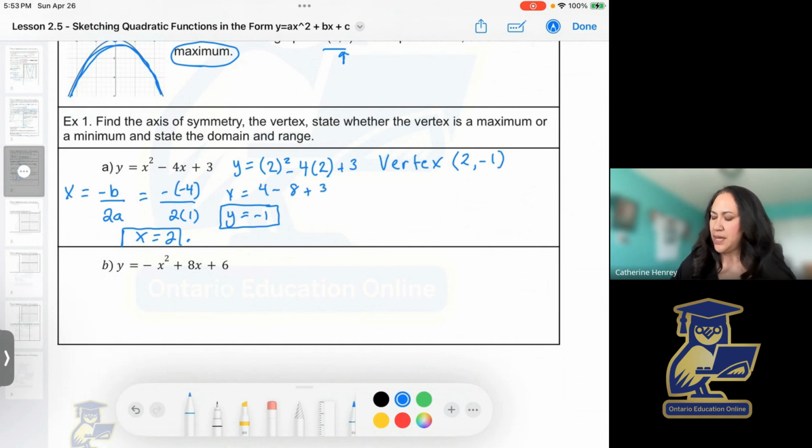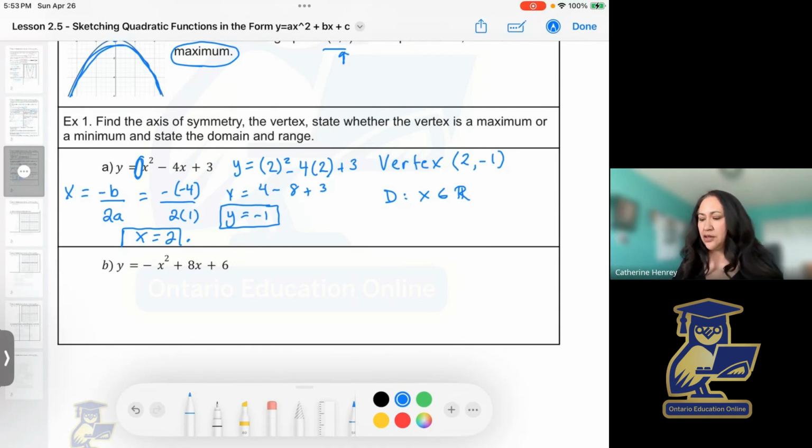And so the domain is x as an element of all real numbers. And the a here is a positive 1. And with a positive a value, we know that the parabola is going to open up. And so the vertex is a minimum. So the y values have to be greater than or equal to negative 1.